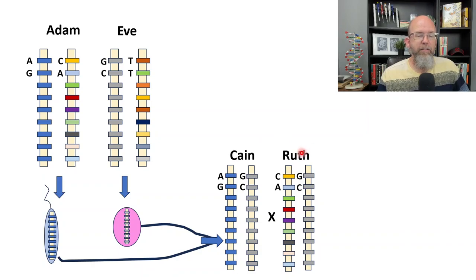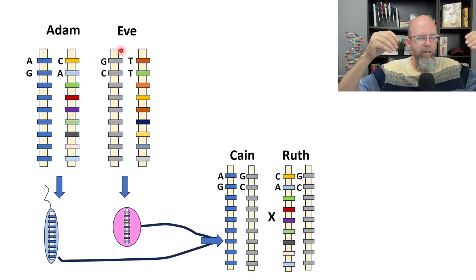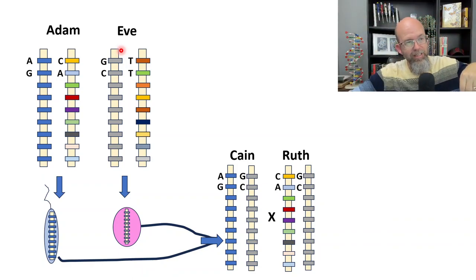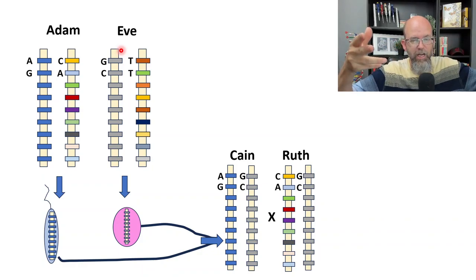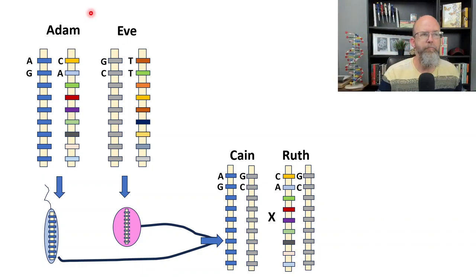So he takes his sister, Ruth. And Ruth is an offspring of Adam and Eve. Well, now how did she get the genes that she has? How did she get the variants that she has? Here I'm showing you another combination. Every time you have an offspring, you have equal likelihood of choosing one copy of the chromosome versus the other. So it's a 50-50 shot in terms of what you're going to pass to your kids.